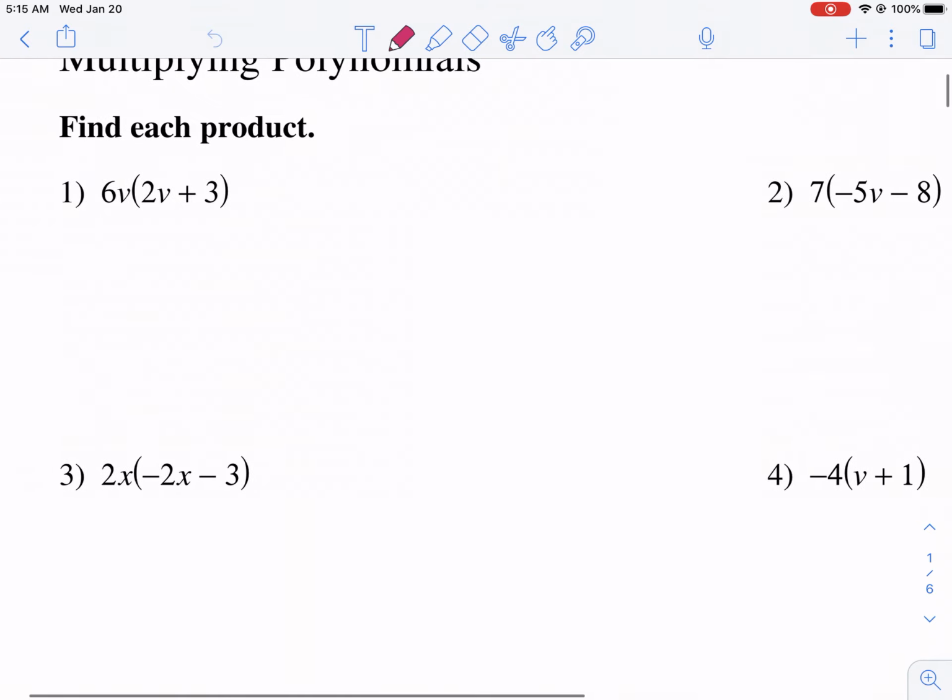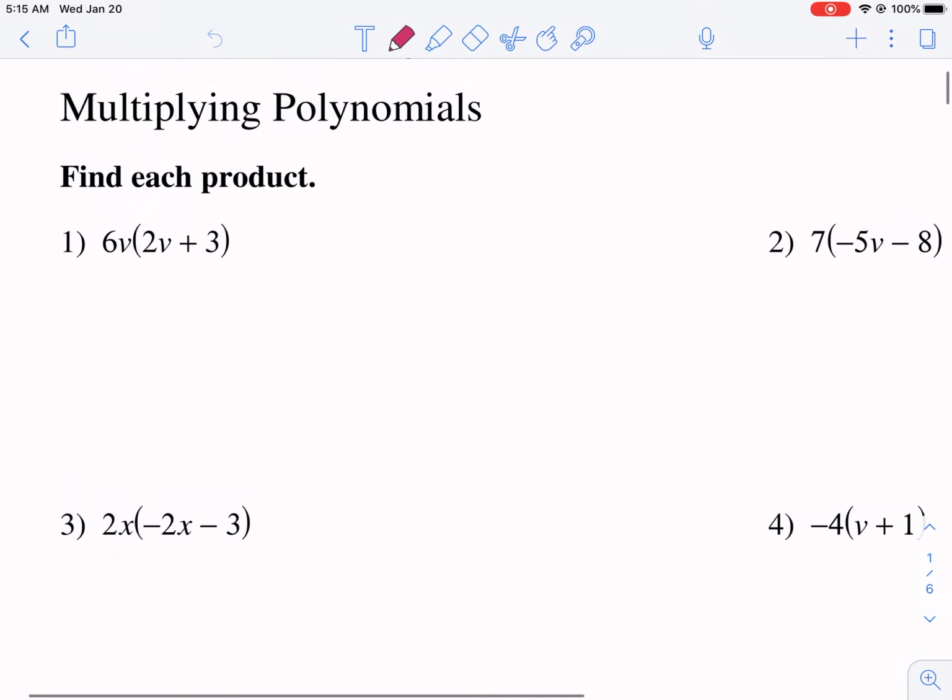The question is find each product. What we're doing here is we're just multiplying. Notice that there's no equal signs. We're not solving for x. We're just essentially distributing.